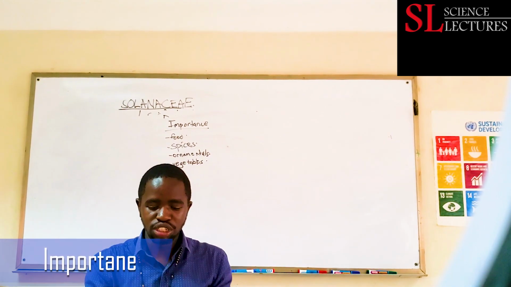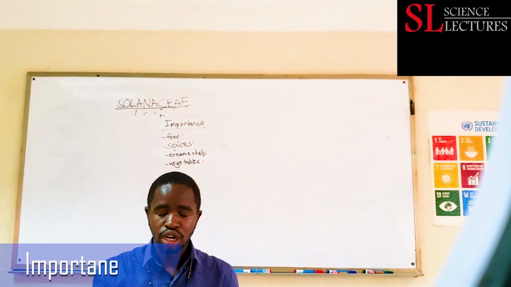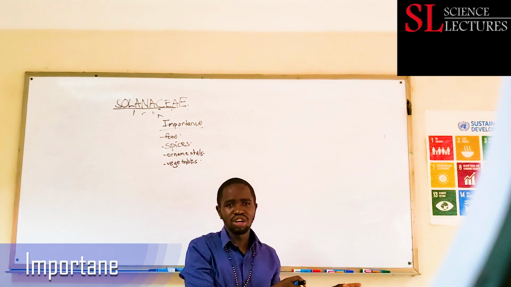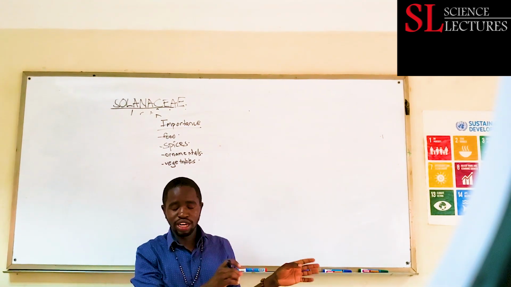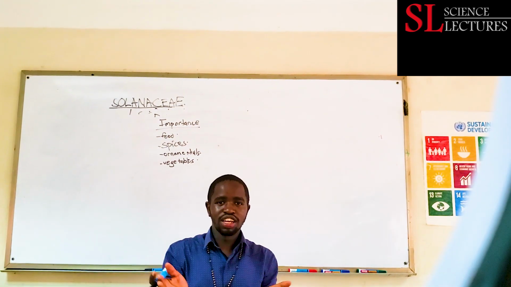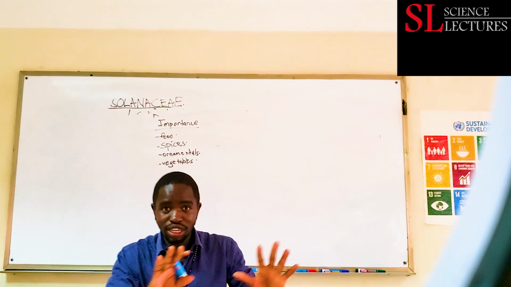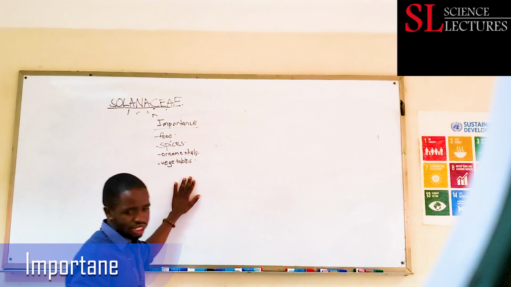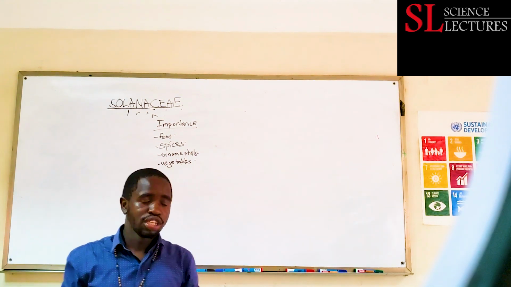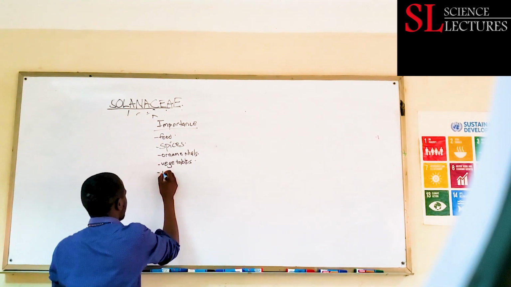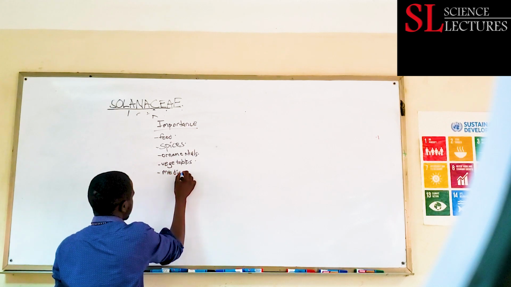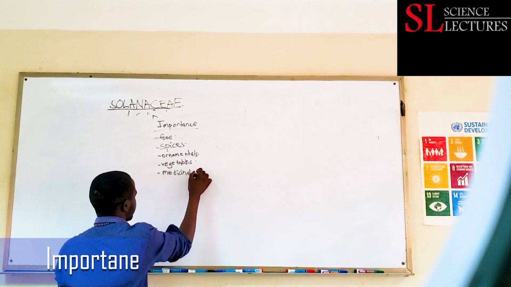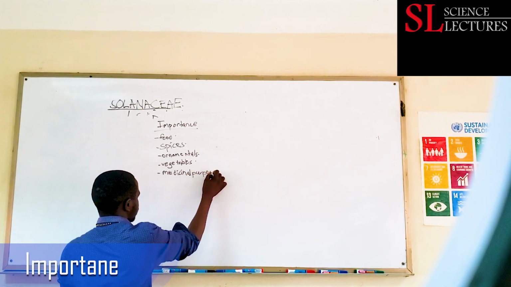Then we didn't talk of some vegetables like Solanum nigrum, which is the nakati, some of the green vegetables sold out there in the market. So they are used as vegetables. Then some are used for medicinal purposes.